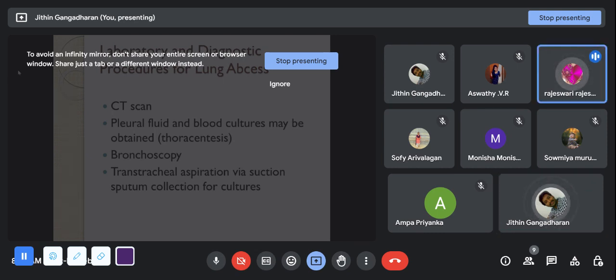So there are two types of thoracentesis, which we are doing for the diagnostic procedure and for the aspirative procedure. For the diagnostic procedure, we'll just take 10 to 20 ml of fluid. For the aspiration procedure, we can take up to 1.5 liters from the thoracic cavity, and in some conditions it can go up to 2.